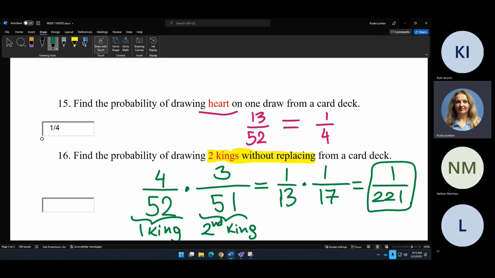So everybody see what I did. I simplify each fraction first, and then you're going to get 1 out of something. So you keep 1 in the top, and you multiply all the left numbers in the bottom, and that's going to be the answer. Simplify, multiply. Okay? Any questions?